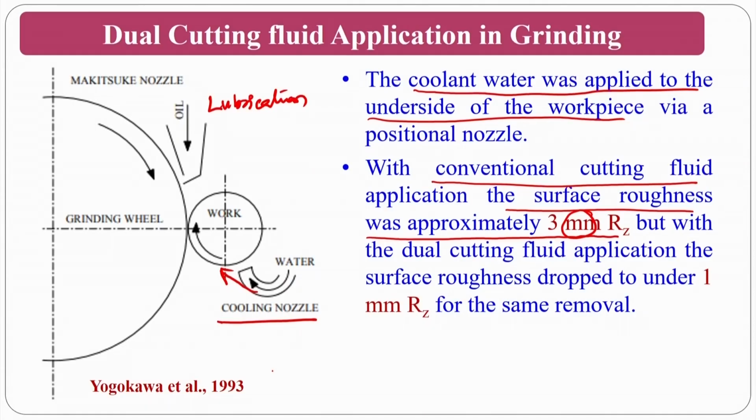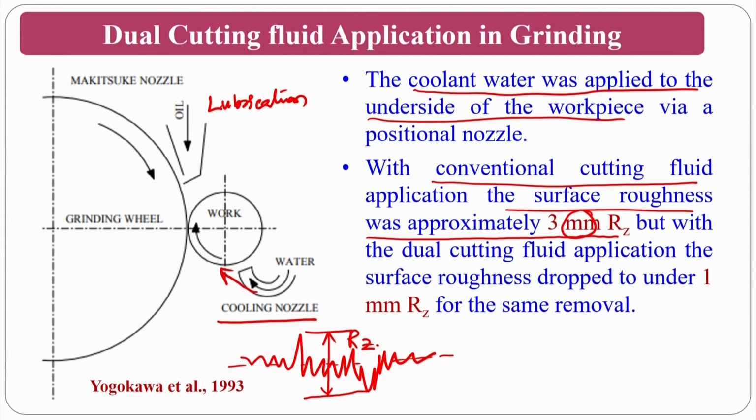Normally RZ refers to this: if I have a surface like this, assume the center line is like this, the distance from the maximum peak to the minimum valley is nothing but RZ. In the olden days you would have coarser abrasive particles, so something like 3 mm might have been achieved, but with the dual cutting fluid application technique people have achieved 1 mm from maximum peak to minimum valley.